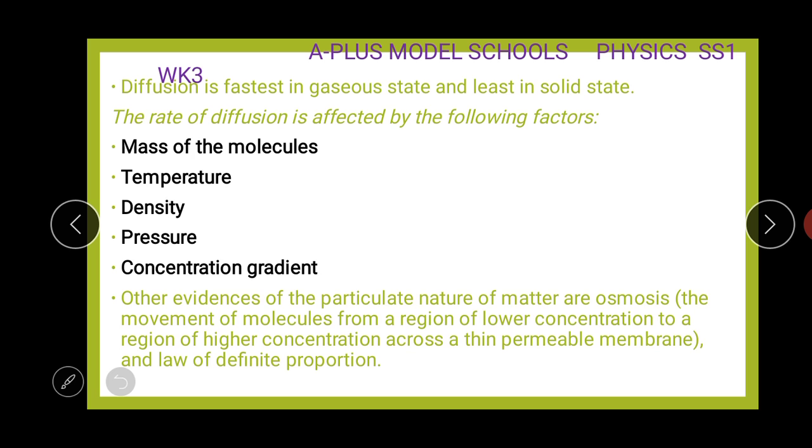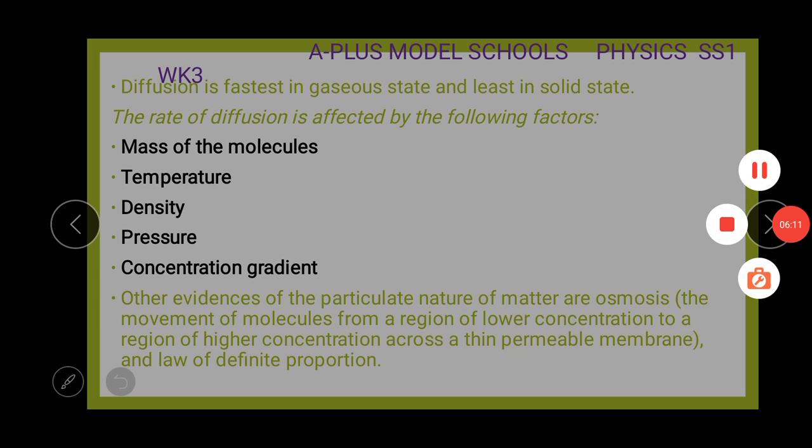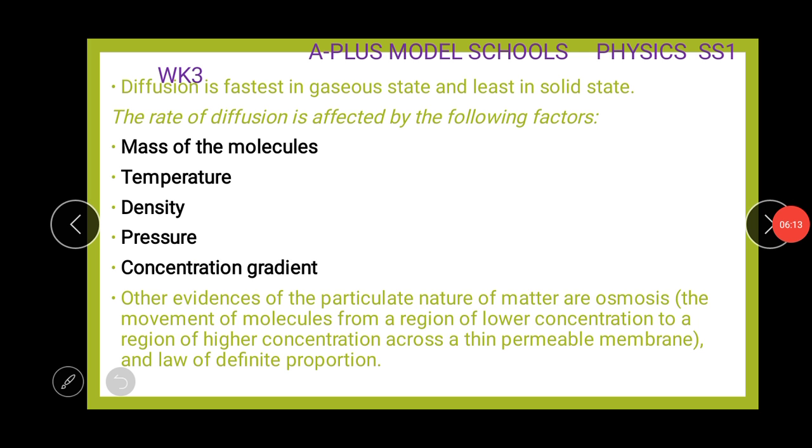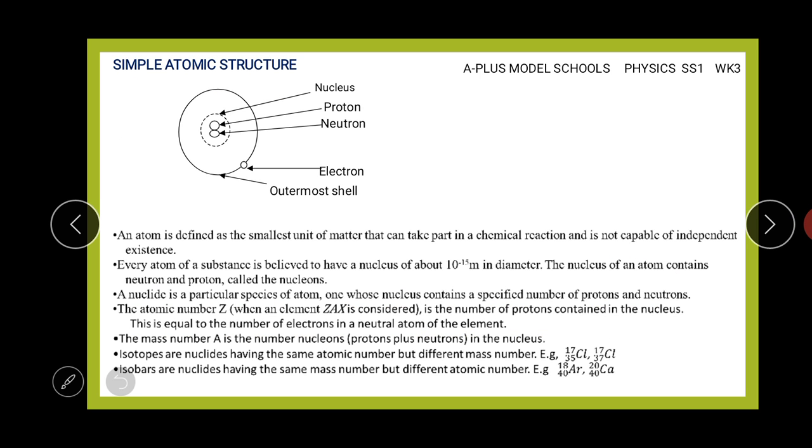So in a nutshell, now we have diffusion, we have Brownian motion, we have osmosis, and we have the law of definite proportion. These all talk about the particle nature of matter. Okay, let's go to the next slide.